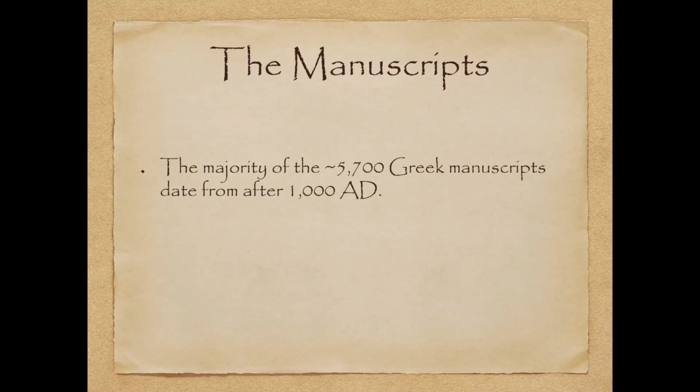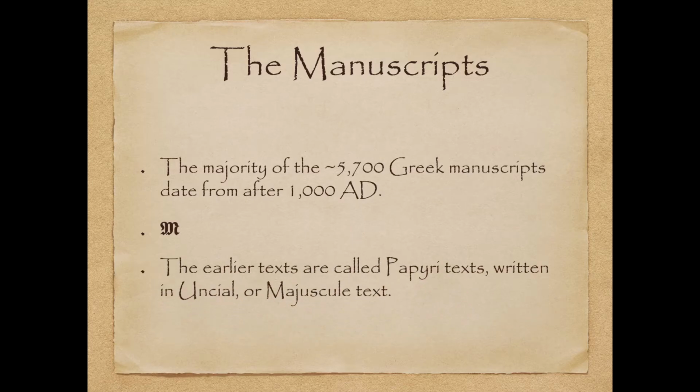The majority of the approximately 5,700 Greek manuscripts date from after 1000 AD, which comprises the majority text. Here we have the Fraktur M again, which means the majority text. The earlier texts are called papyri texts, written in uncial or majuscule text. Uncial text is all capital forms, no spacing, and no punctuation.